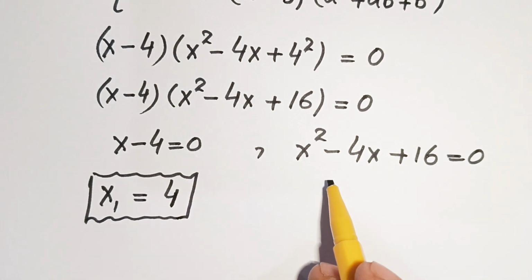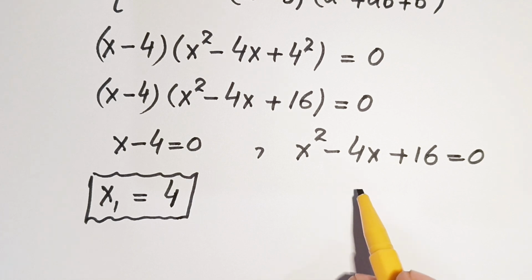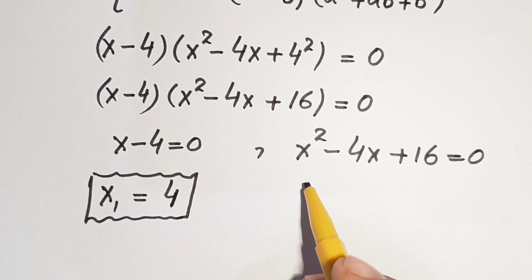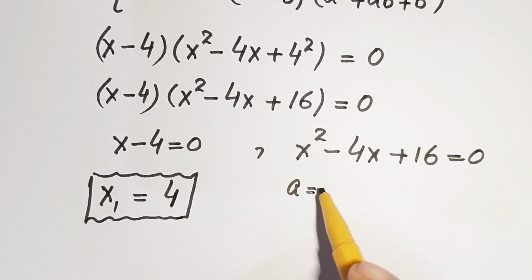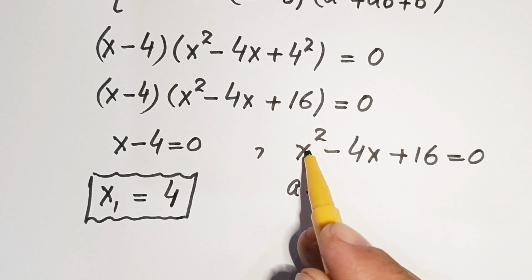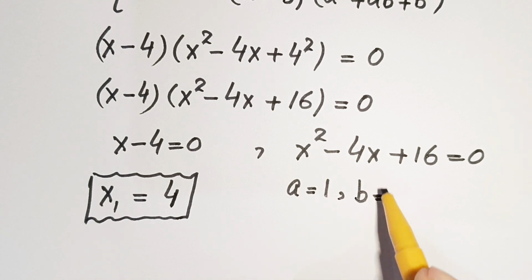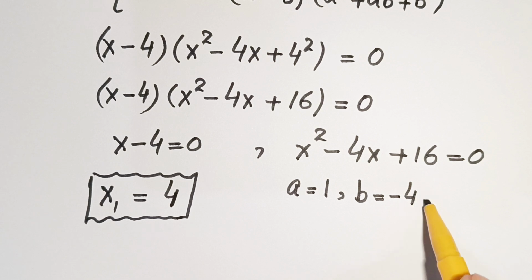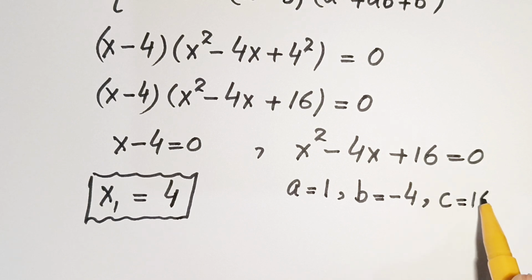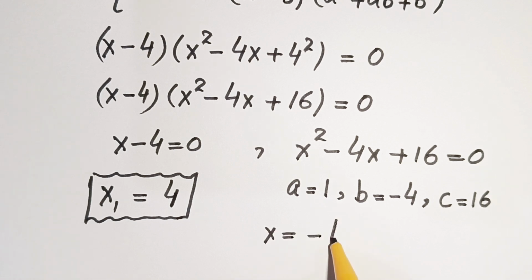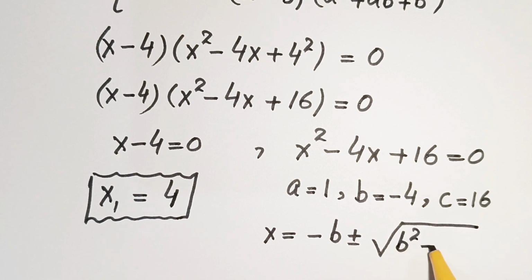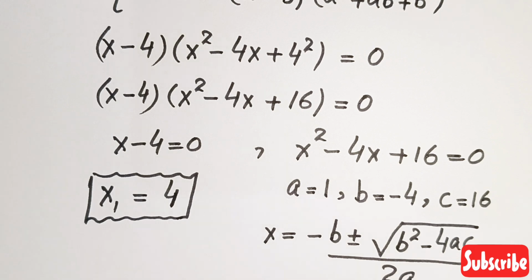Now solving this one, as it is a quadratic equation, we have to solve it using the quadratic formula. For this purpose, we write the values of a, b and c. a is the coefficient of x squared, which is 1. b is the coefficient of x, which is 4, and c is the constant, that is plus 16. The quadratic formula is x is equal to minus b plus minus square root of b squared minus 4ac, all over 2a.